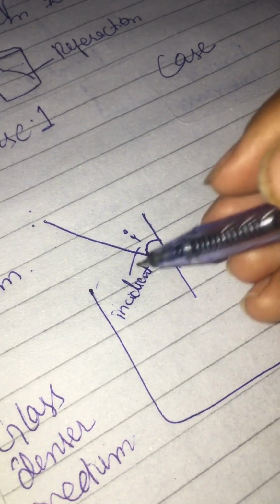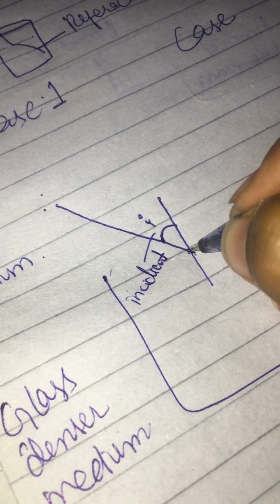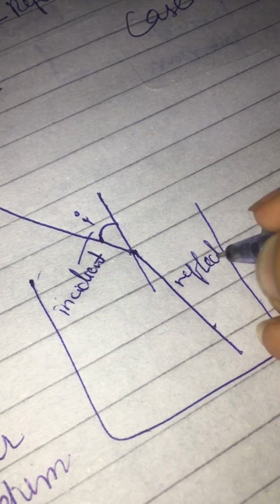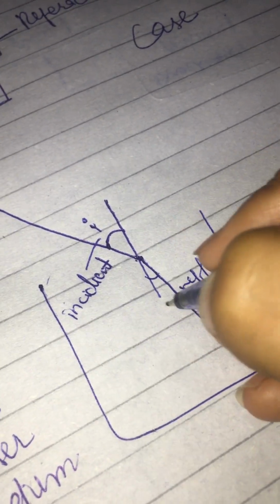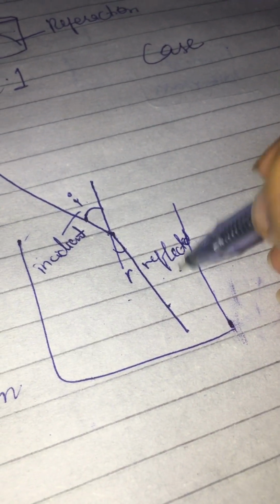When this goes into the denser medium, it would be like this, and it would be towards the normal now. So the angle here would be the reflected one. So now this is the angle of incident, and this is the angle of refraction, sorry.